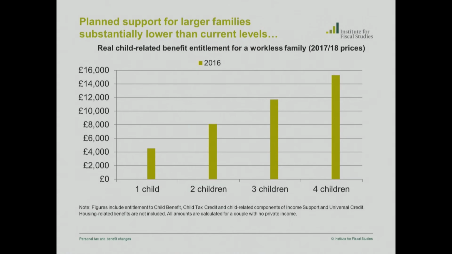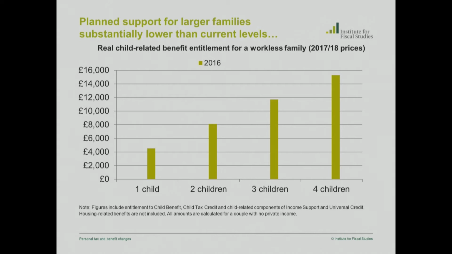Well, what this chart shows is the additional benefit entitlement that a workless family receives with respect to each child. So 0 here is the entitlement of a family with no children, and you can see that roughly speaking they're getting about £4,000 for each child. That's the tax credit numbers I just gave you plus child benefit. So this is the situation in 2016.